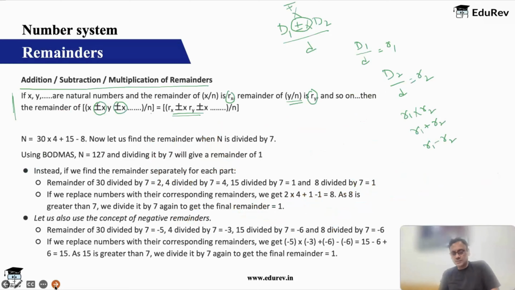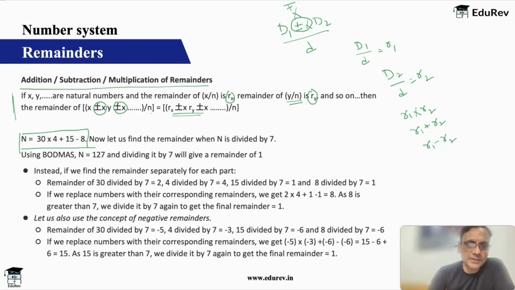So this is addition and subtraction. We had done this just a while back. Very simple concept. Whatever operation you do to the dividends, the same operation you do to the divisors, the same operation you do to the remainders. That's all. So for example, if n is equal to 30 into 4 plus 15 minus 8, and this is getting divided by 7, we want to find the remainder.